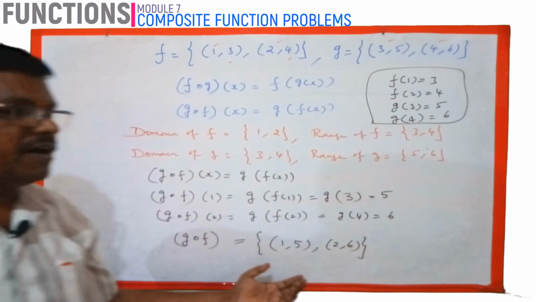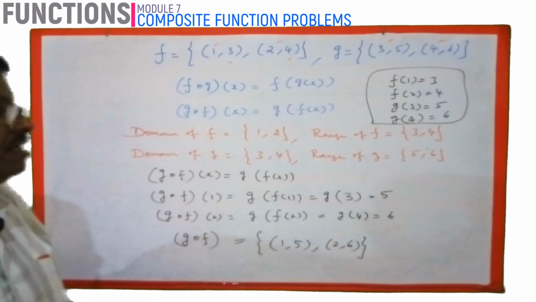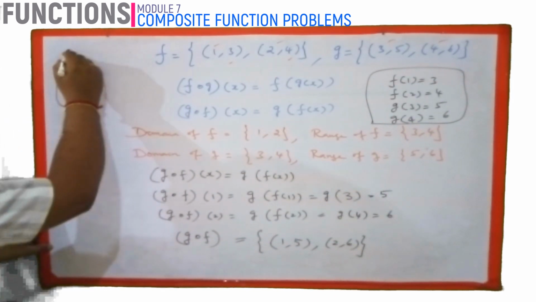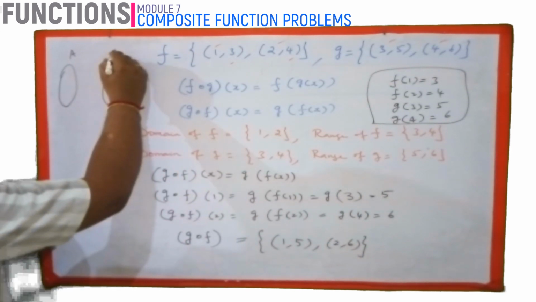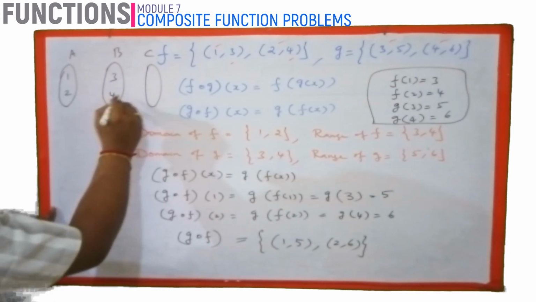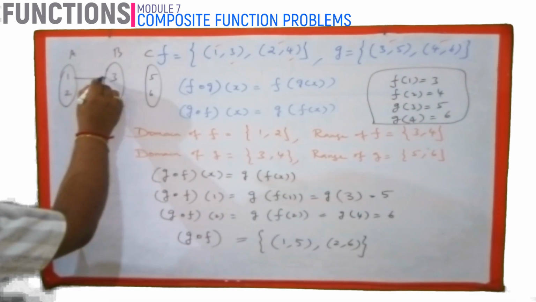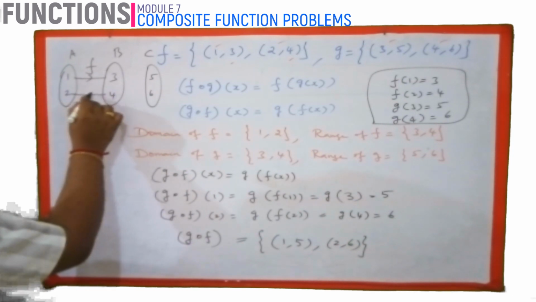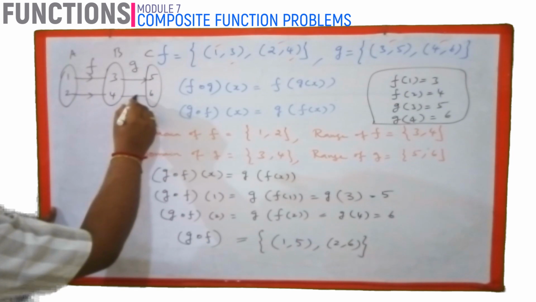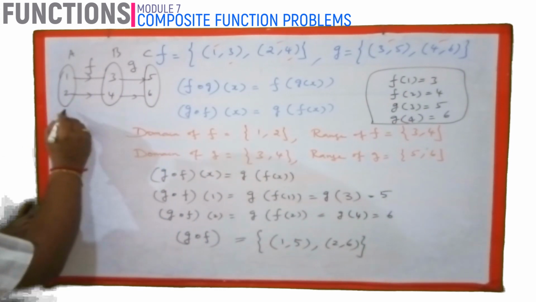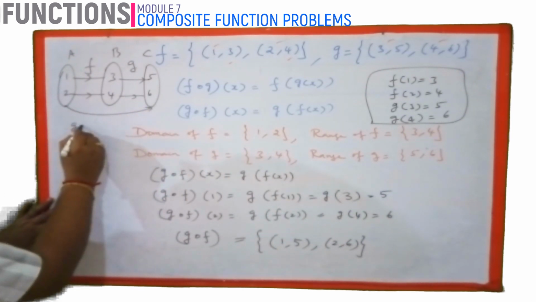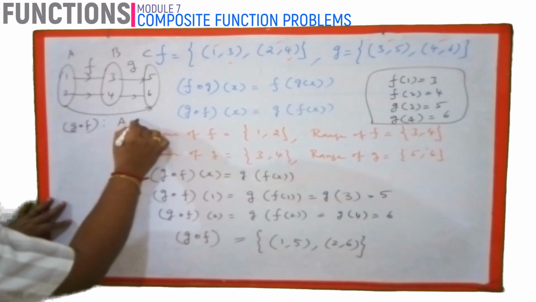So these two are the ordered pairs present in g composite f. In simple words, as I told you in the previous module, here it is A, B, C. Here elements 1, 2, here 3 and 4, here 5 and 6. This is the function f: 1 to 3, 2 to 4. This is the function g: 3 to 5, 4 to 6. So when you find g composite f, you will have g composite f from A to C.